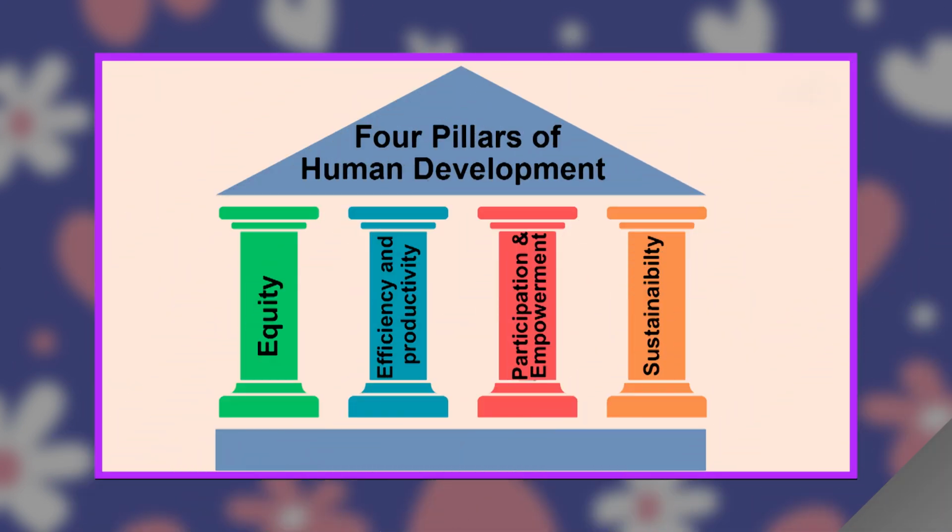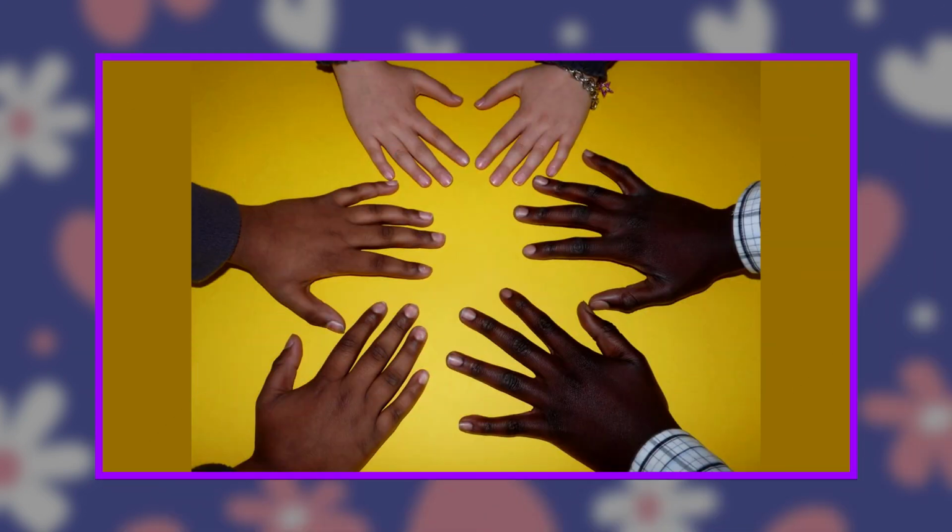The four main pillars of human development are equity, efficiency and productivity, participation and empowerment, and sustainability. Now, we will first define the concept of equity. The principle of equity encompasses the ideal of equality, whereby all human beings should have equal rights and entitlements to human, social, economic and cultural development, and an equal voice in civic and political life.